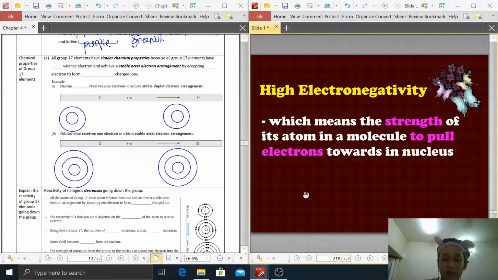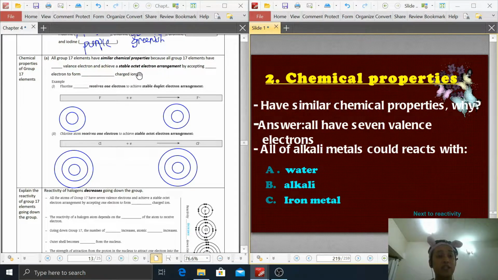Okay, remember, if you have the same valence electron, meaning you will have the same chemical properties. So in the case of the halogens, they have 7 valence electrons. Okay, so remember group 17, meaning you have 7 valence electrons, and they achieve stable octet by accepting 1 electron to form negatively charged ions. Okay, so this one, fluorine atom receives 1 electron to form stable. Oh, sorry, there's a mistake here. It's not a duplet. Alright, they form stable octet.